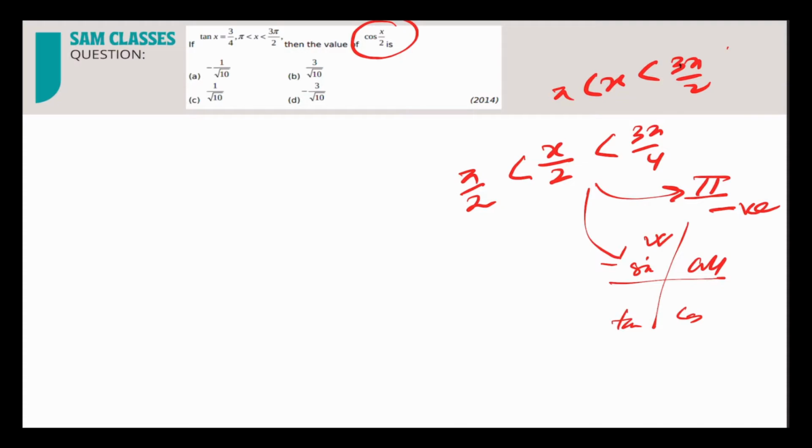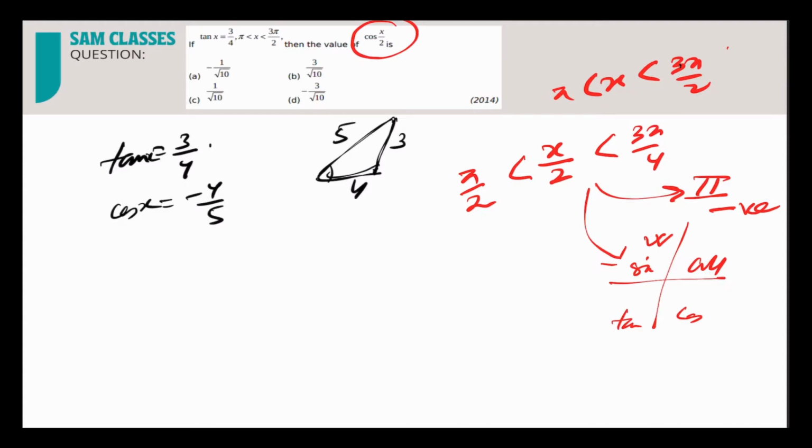So now what will we be doing? So we got tan x is equal to 3 by 4. So we'll convert it into cos x. We know the triangle method. Okay. So let's say this is a triangle. This is theta. So tan means what? Perpendicular by base. So 3 and 4. And this is 5. So cos x will be what? Minus 4 by 5. Base by hypotenuse. Okay. So we got the cos.